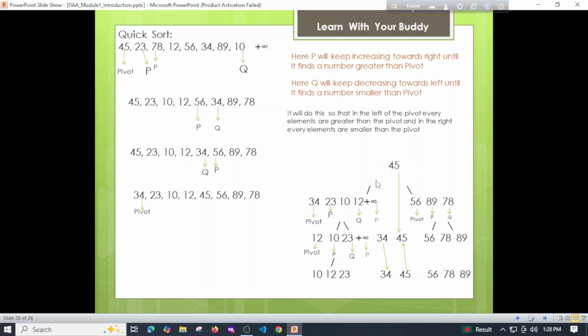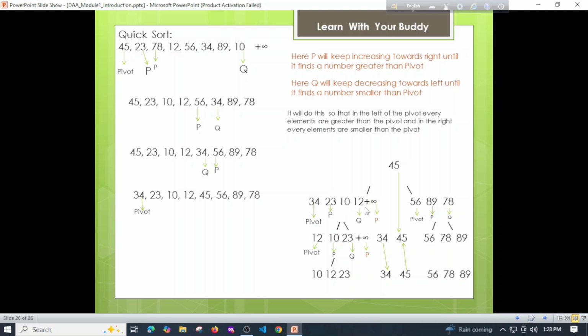Now our elements are divided into two partitions. We will solve the left side elements and then the right side elements of 45. So now the pivot is 34, and the immediate element is P, so 23 is P, and it is finding an element greater than 34, but it's not getting any, so we take the infinity. Actually, not a new P, it just stopped here.